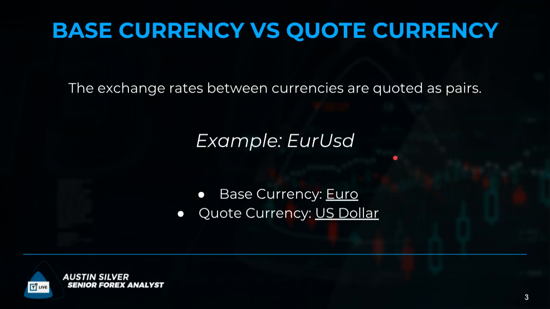So first, let's talk about base currency versus quote currency. Each pair that we look at when we trade, for example here, Euro USD, the exchange rate between the currencies is quoted in two currencies. So you have your euro, which is your base currency, and your quote currency, which is the US dollar. Within that pair, the base currency is the currency on the front end, and the quote currency is the currency on the back end. Pretty simple stuff so far, right?